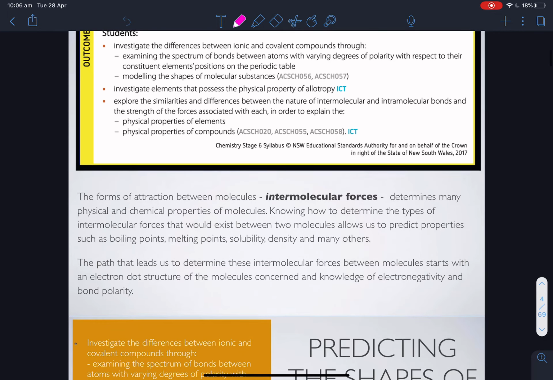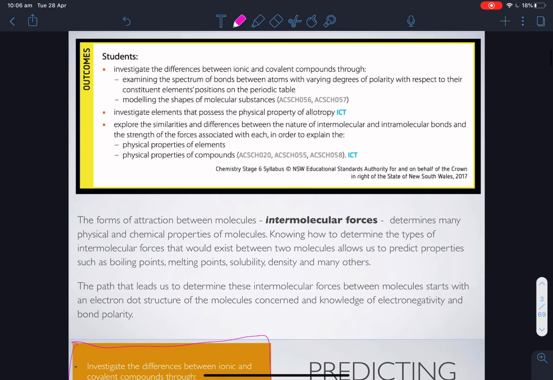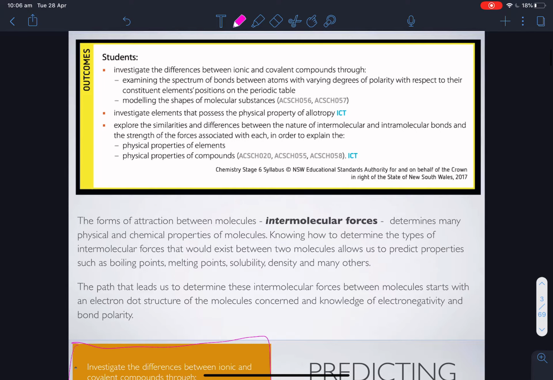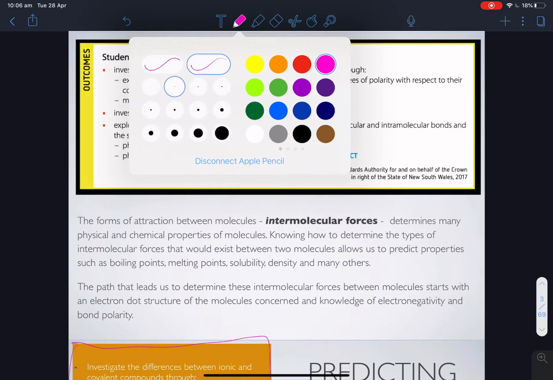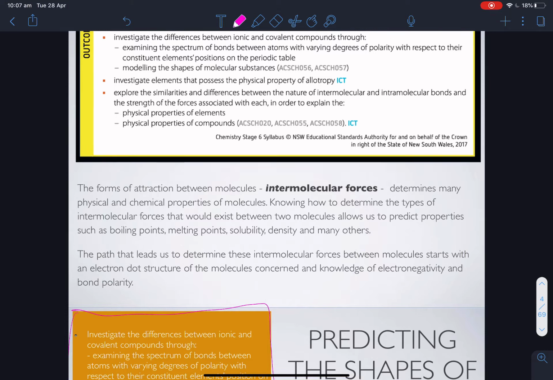Okay, so there's our outcomes, but again, I will highlight that yellow section there. I'll use those syllabus dot points throughout. I might go a bit thicker with this pink. Okay. So the form of attraction between molecules is the intermolecular forces. That's why I put it highlighted there. I also put the inter in italics because inter and intra are so similar in wording.